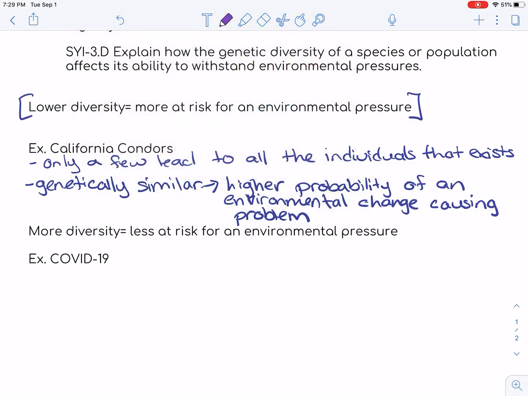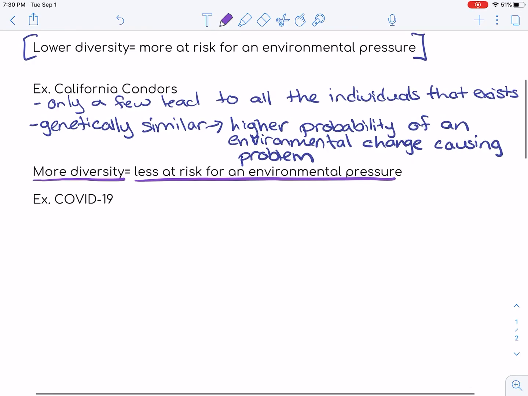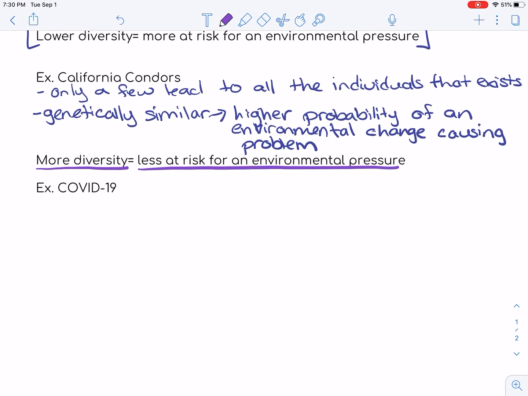And then in this next one, the opposite could also be true. So that if there's more diversity, then they're less at risk for an environmental pressure. And so my example for this one is just how genetic diversity can be affected. When we look at COVID-19 in humans, some humans, if we think about it, these are kind of the range, right? Some are completely asymptomatic. It's estimated at this current recording, about 40% of the population is asymptomatic. They never experience symptoms, okay?